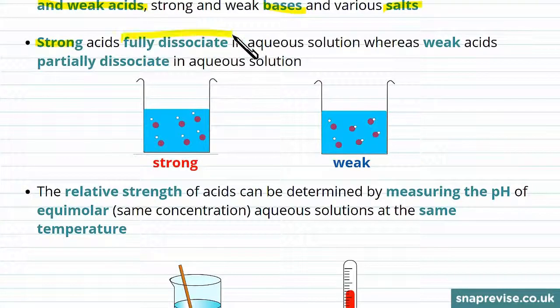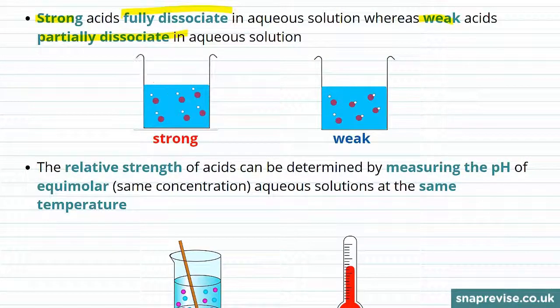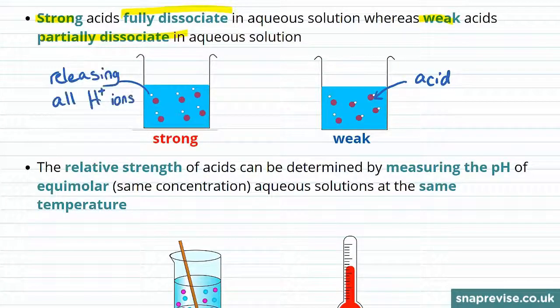Strong acids fully dissociate in aqueous solution, whereas weak acids only partially dissociate. So we can see that from these diagrams where an acid molecule is shown by a maroon circle next to a white one, and in the strong acid case, all of these acid molecules have broken up, releasing all H+, whereas in the weak acid, we have a mix of some dissociation and some of the acid staying together, so partial dissociation.